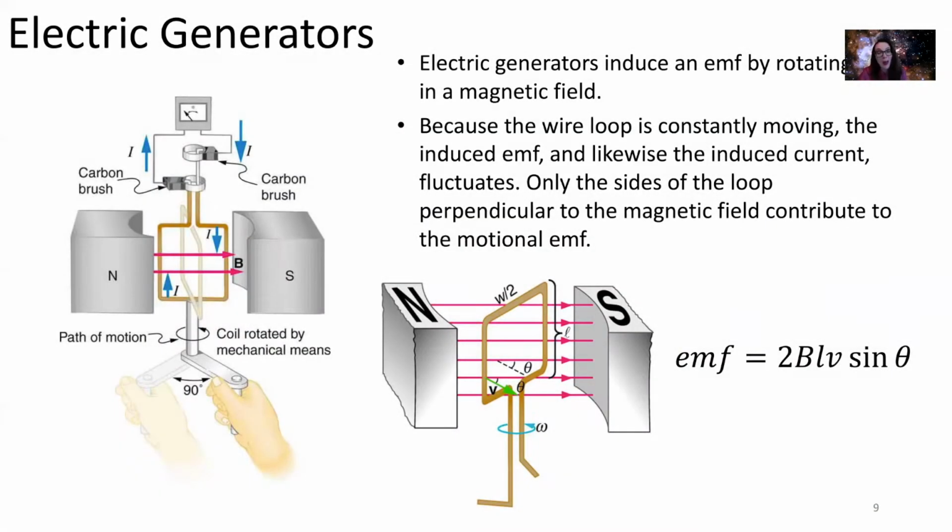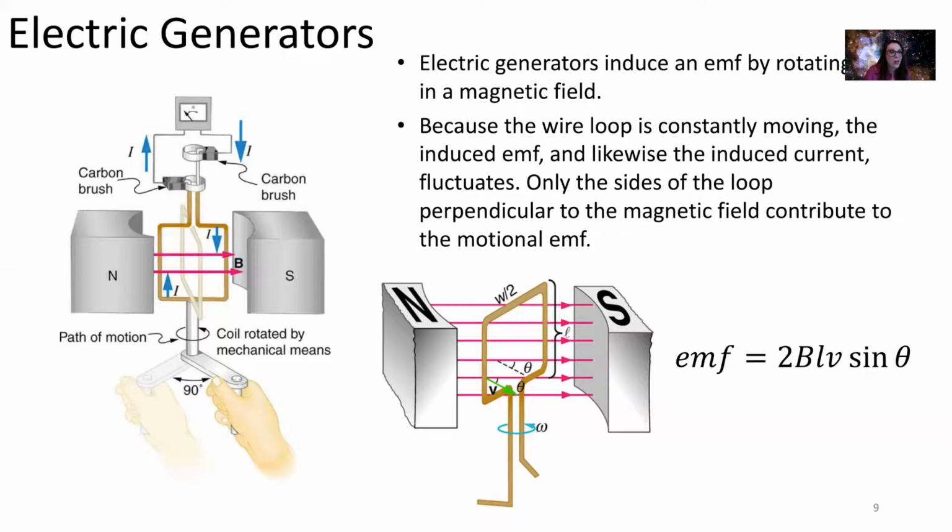We are going to talk about some real-life applications here. Well, of course, all of these have real-life applications, but this is a really real-life application. Electric generators and motors. Electric generators induce an EMF by rotating a coil of wire in a magnetic field.